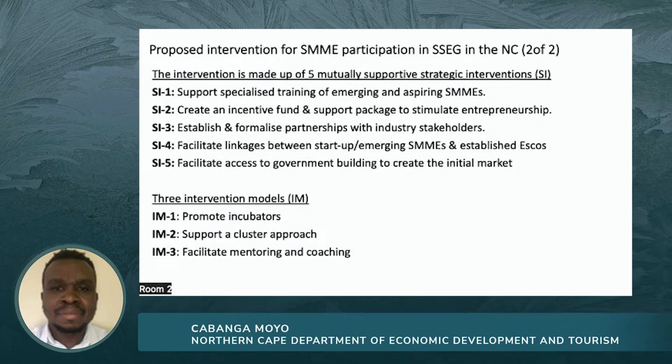The first one is to support specialized training of emerging and aspirant entrepreneurs. In this regard, we have engaged SARChI, South African Photovoltaic Industry Association, that has a training program for aspiring SMMEs into the space. And we have organized a group of SMMEs within the province that are currently going through the training. And then the second one is to create an incentive fund and support package to stimulate entrepreneurship.